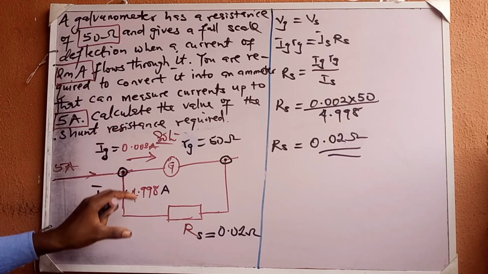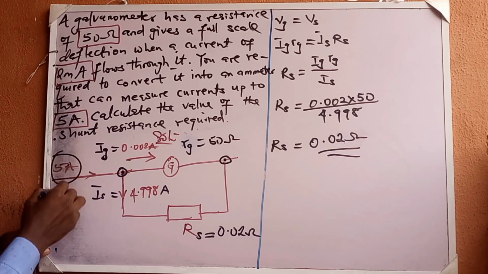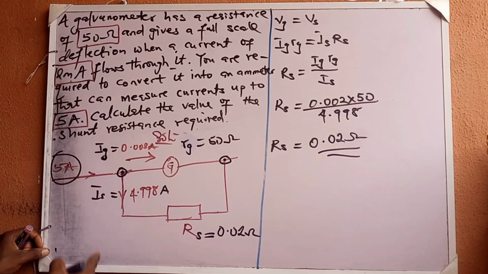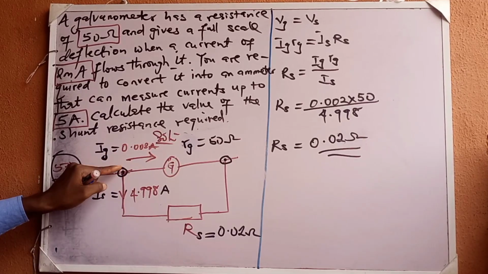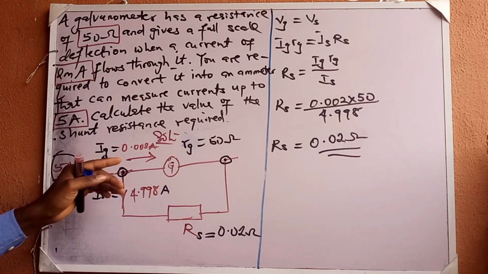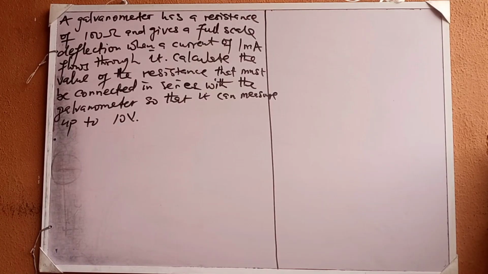So this is how you convert a galvanometer to an ammeter to read a higher current, even though it can only read just this small value here. So you apply a shunt to divert the excess of the current to another direction like that. So that is how we convert a galvanometer to an ammeter capable of reading a higher current.